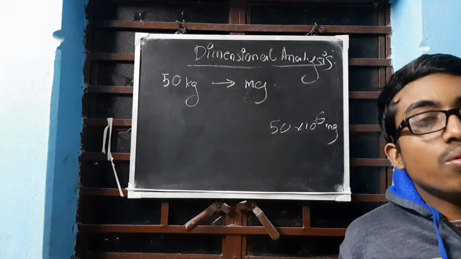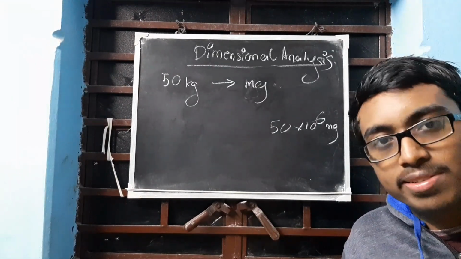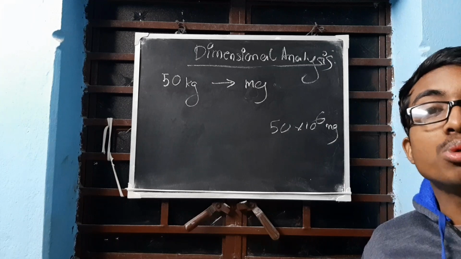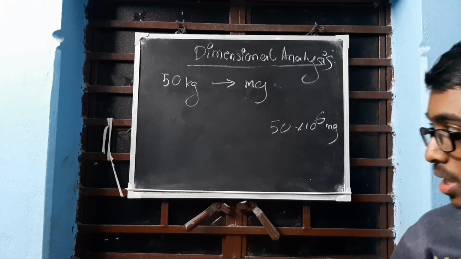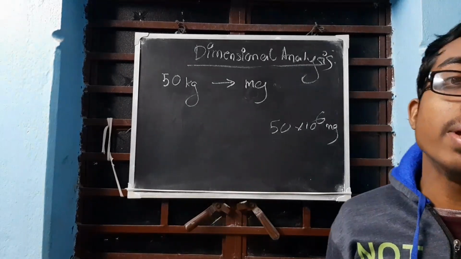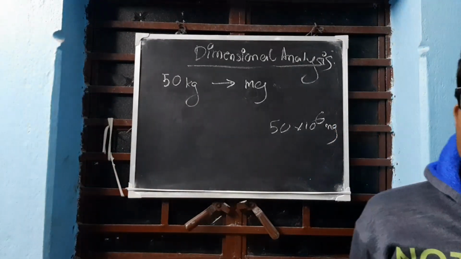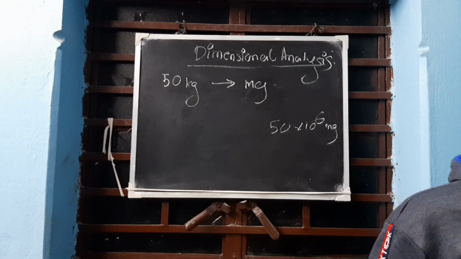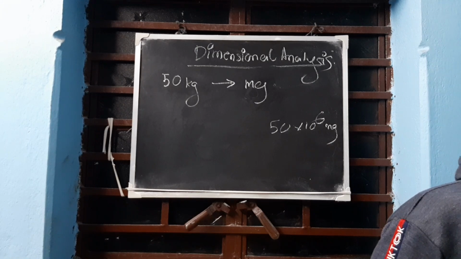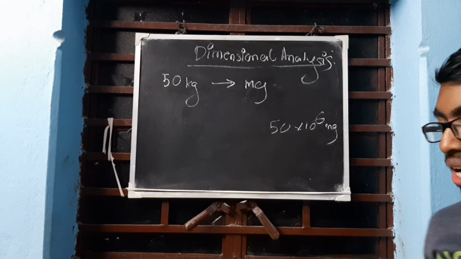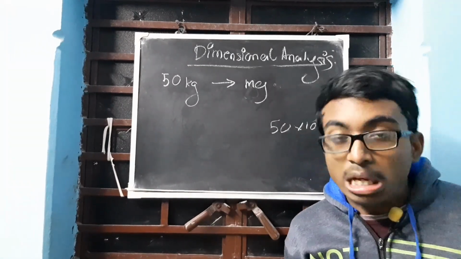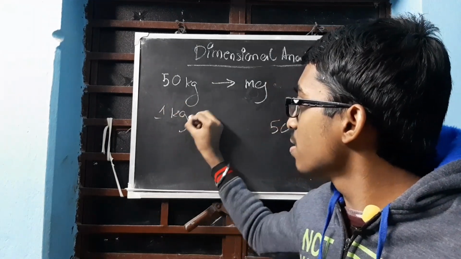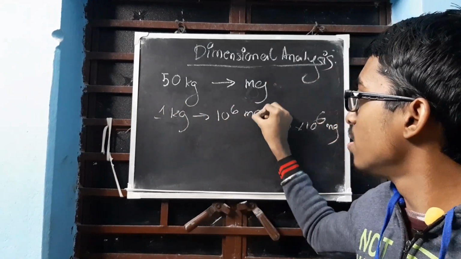But if you are having a problem doing that, then what will you do? Use dimensional analysis. But for dimensional analysis as well, you need to know the relation between the units, like 1 kg is equal to how many milligram. Clear or not clear? 1 kg is equal to 10 to the power 6 milligram. You need to know that, otherwise you cannot apply dimensional analysis. So we can write 1 kg is 10 to the power 6 milligram.